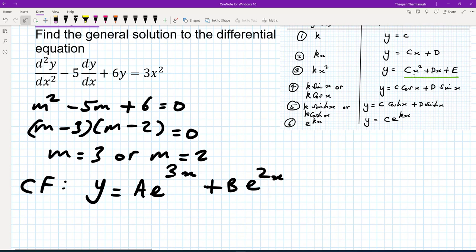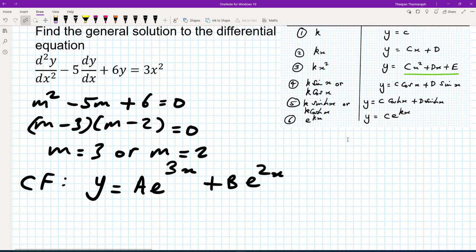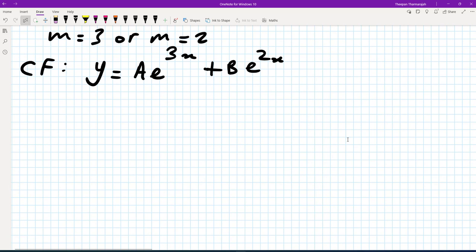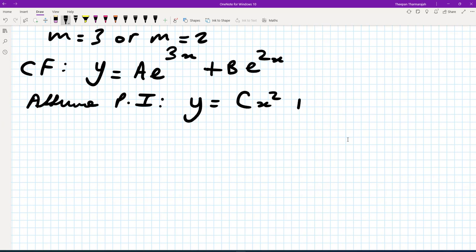Now, some textbooks might use lambda, mu, and gamma respectively, for example. It doesn't matter what you call them, they're just constant terms. Just for consistency, because I've called the coefficients in our complementary function a and b, I've tried to be consistent by calling them c, d, and e in the particular integral. But it's your own preference. So we can assume that our particular integral is in the form of y equals cx squared plus dx plus e.